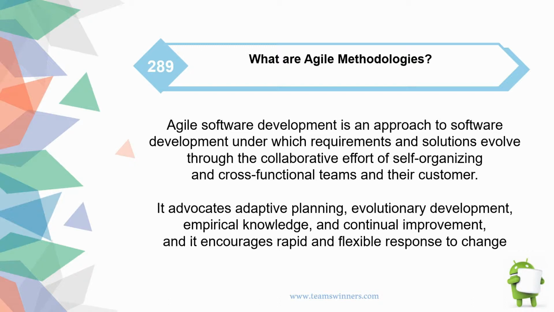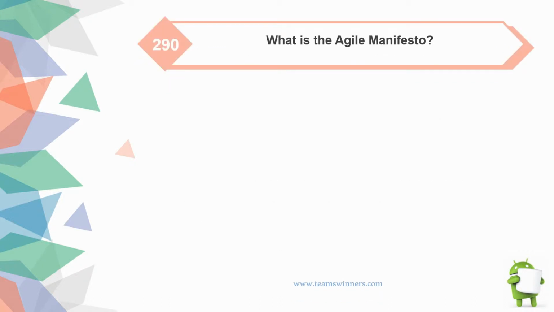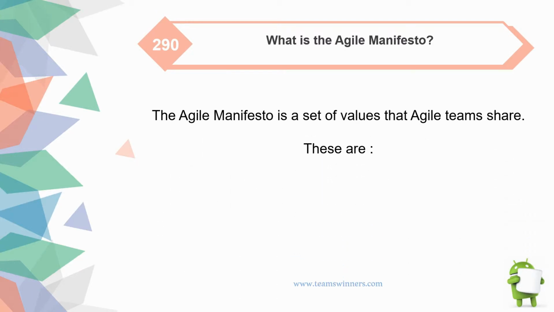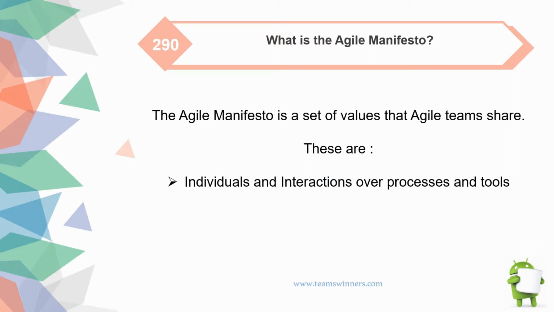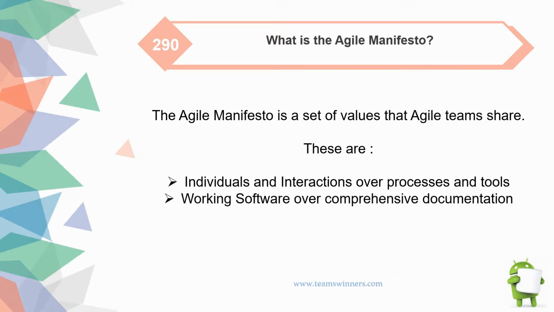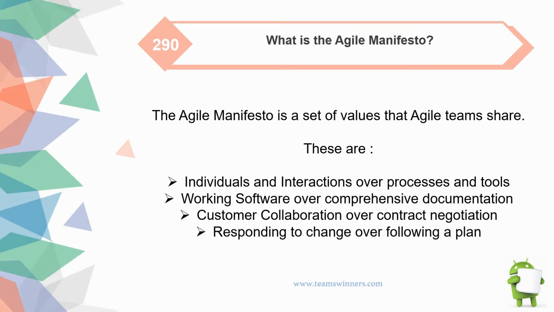Yes, some pressure. What is the Agile Manifesto? The Agile Manifesto is a set of values that Agile teams share. These are individuals and interaction over process and tools, working software over comprehensive documentation, customer collaboration over contract negotiation, and responding to change over following a plan.